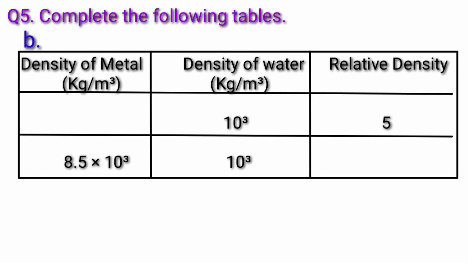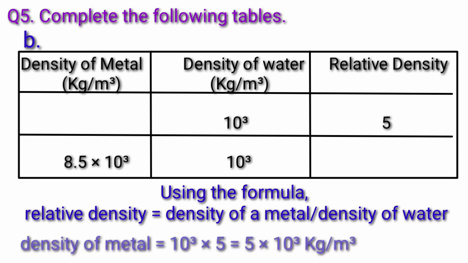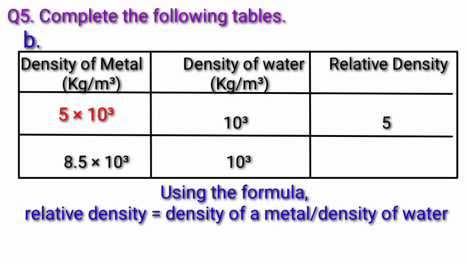So in first row we have to find the density of metal. Here we have given density of water and relative density. So we will find this by using the formula relative density is equal to density of a metal divided by density of water. So first we will find density of metal. So density of metal is equal to relative density multiplied by density of water. So it's equal to 10 to the power 3 multiplied by 5 is equal to 5 into 10 to the power 3.